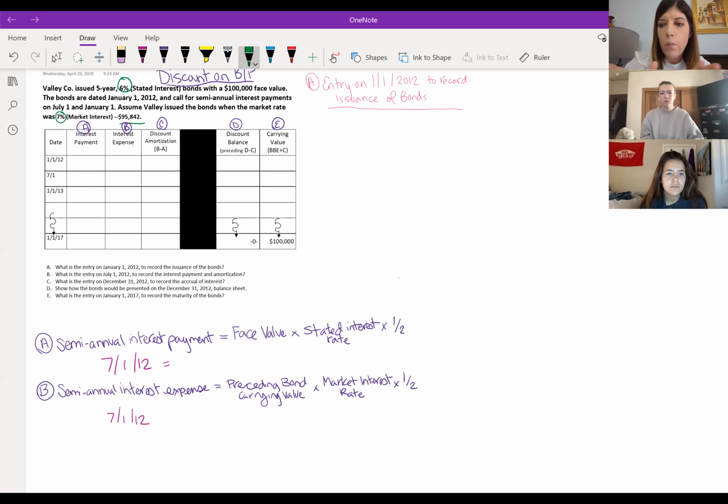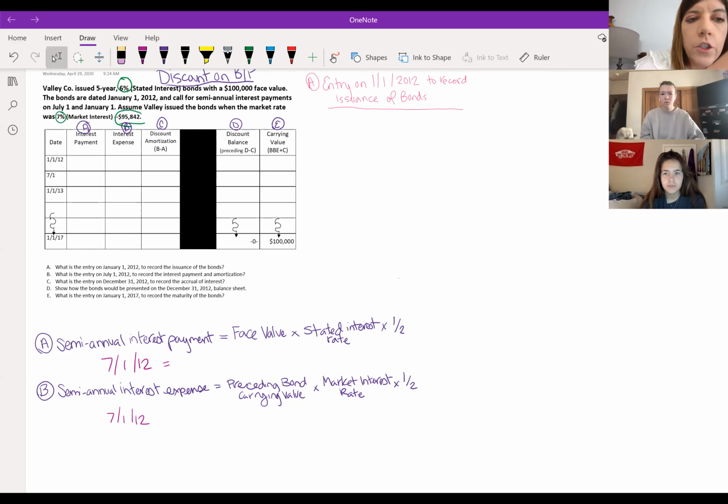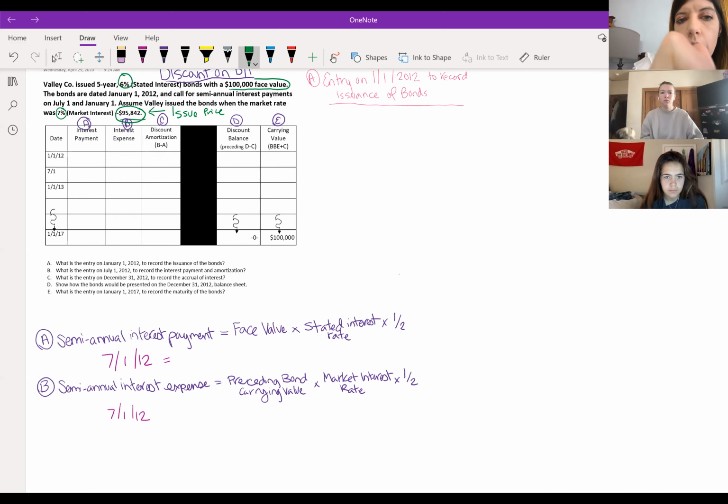So over the life of these bonds, the issuing company is going to pay out 1% less in interest each year than similar bonds would have paid out. So if I'm an investor and I want to purchase these bonds, I want to be offered a discount, right? I don't want to pay exactly face value or above face value because I'm earning less interest over the life of these bonds. The other way that I know it's a discounted bond is the issue price. Issue price is 95,842, which is lower than face value.